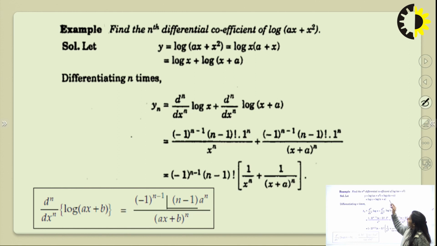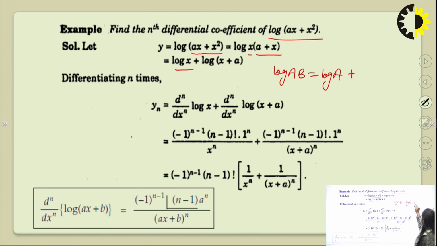Now the next example: we have to find the nth derivative of this function, log of (ax plus x square). This is not in the form of a standard function. Now firstly we will convert this into standard functions. So here we can see that x is common, so we will take x common and the remaining term is a plus x. Now we will apply the logarithmic property, log ab is equal to log a plus log b. So here it will be log x plus log (x plus a).